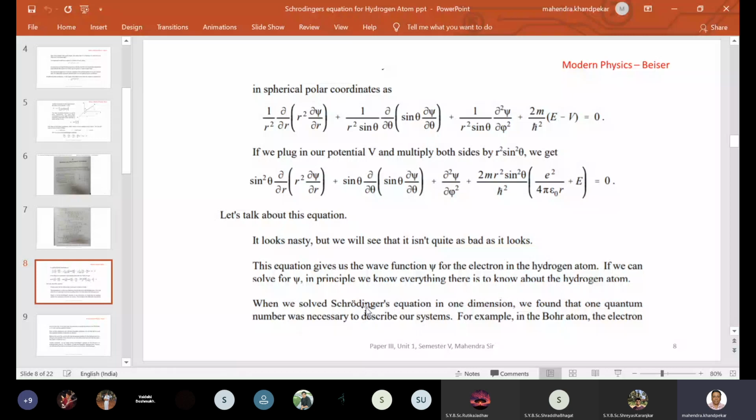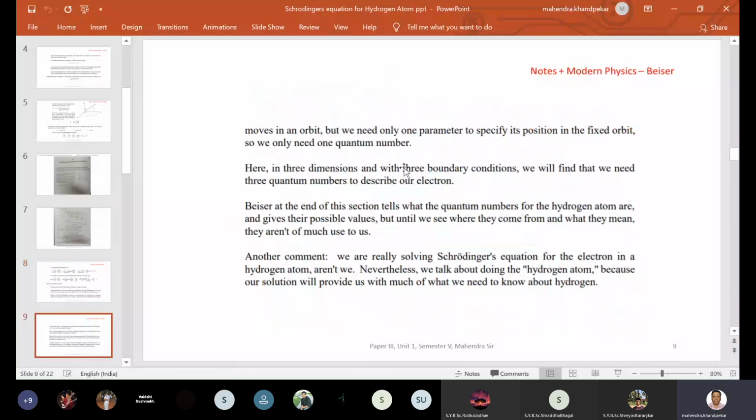When we solved Schrodinger's equation in one dimension, we found one quantum number was necessary to describe our system, maybe that is n. For example, in Bohr's atom, the electron moves in an orbit, and we need only one parameter, that is the r vector. But here in three dimensions, we need three quantum numbers to describe our electron, not just a single one.